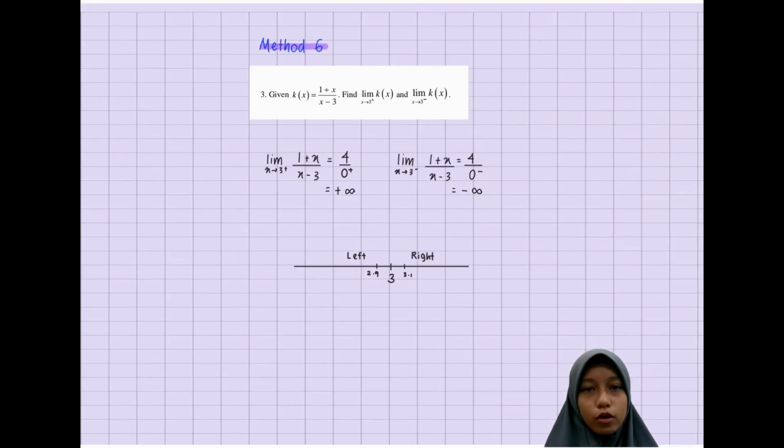So when it is 4 over 0 positive, we will get positive infinity. We will be using the same limit, x approaches 3 from the left, of 1 plus x over x minus 3. So we will assume x is 2.9, which is from the left, below the number 3. So 2.9 minus 3 is negative, so we will get 0 negative. So 4 over 0 negative is equal to negative infinity.